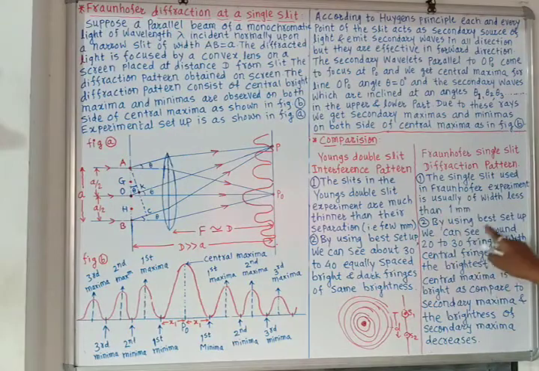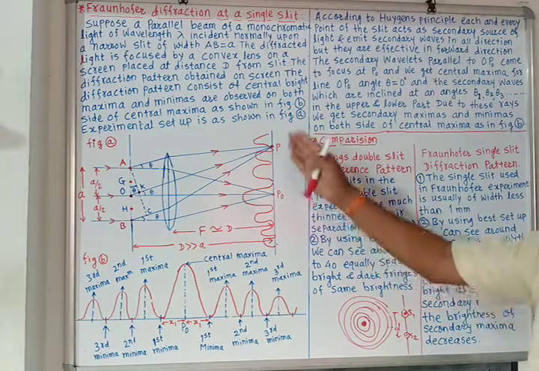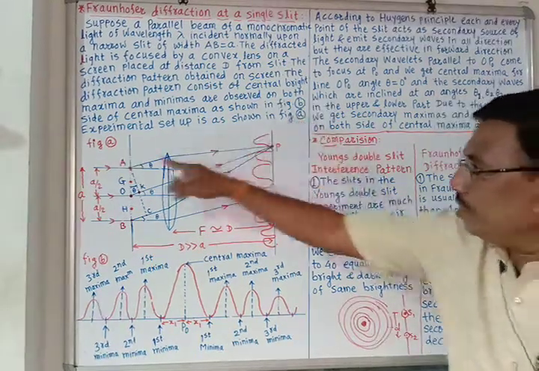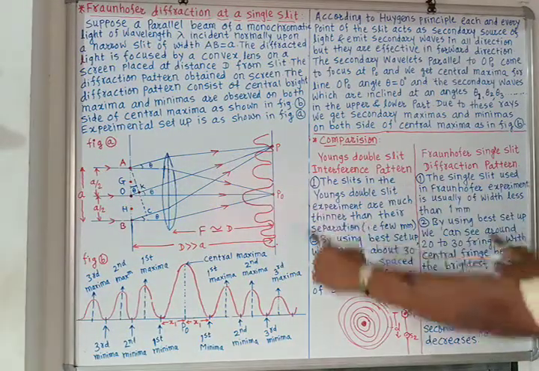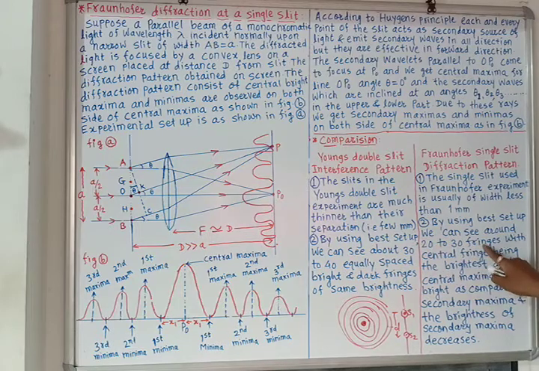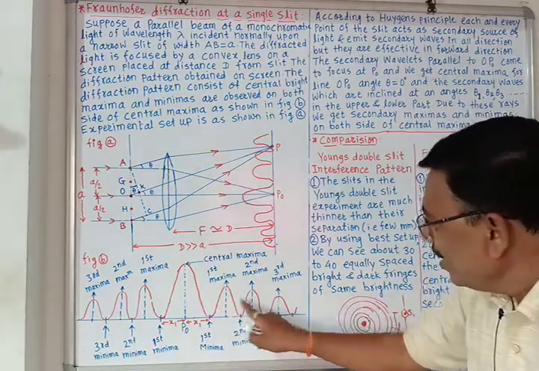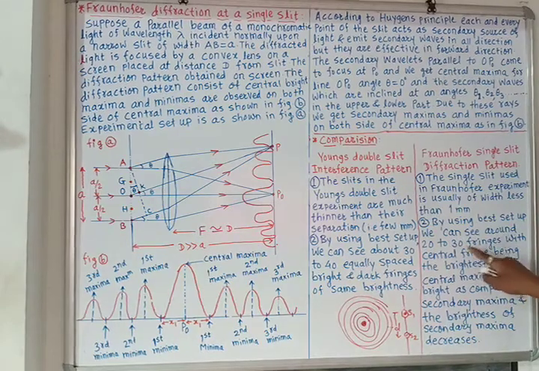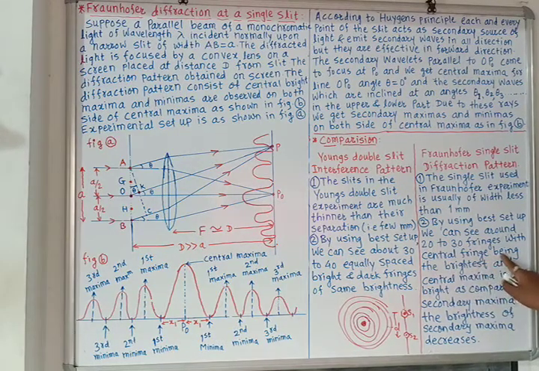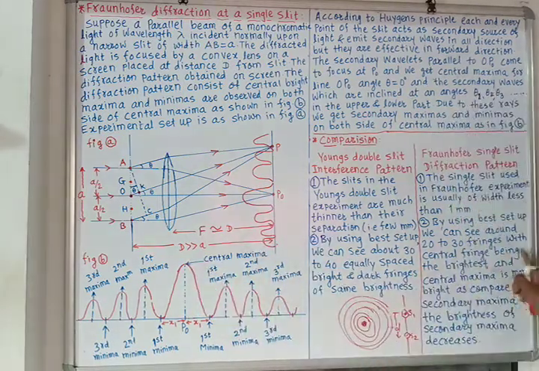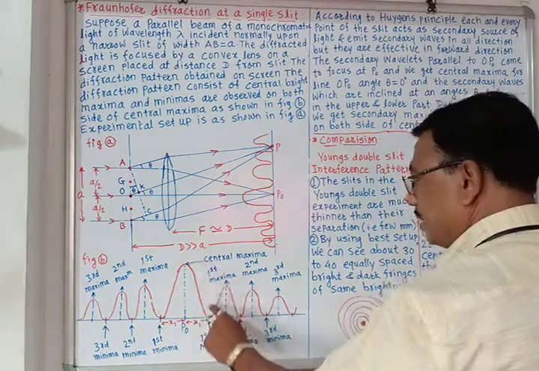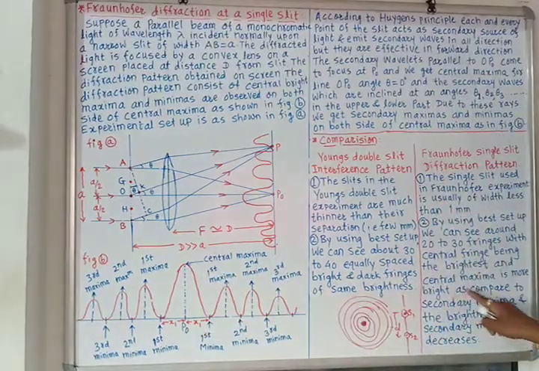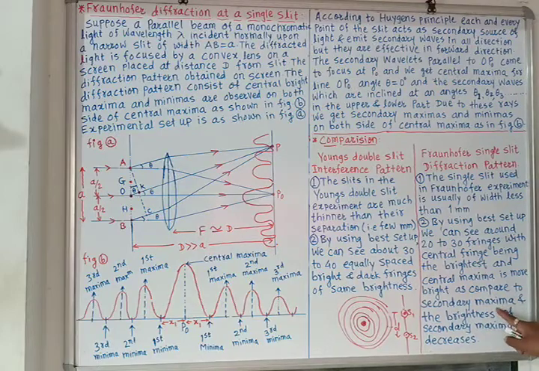This point, by using best setup, the experimental setup is as shown in the figure. This one is the experimental setup. By using the best setup we can see around 20 to 30 fringes, हे किती बसतील, 20 to 30 फक्त, with central fringe being the brightest. Central fringe सगळ्यात ब्राइटेस्ट असते. हा central maxima सगळ्यात जास्त ब्राइट असतो ॲज कम्पेअर टू सेकंडरी मॅक्झिमा.